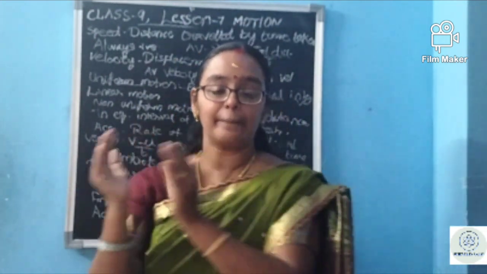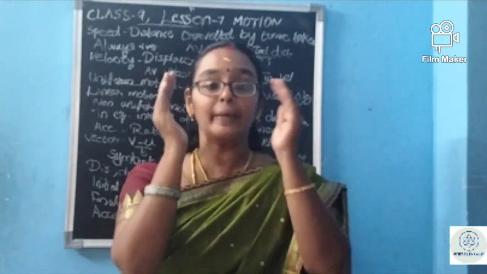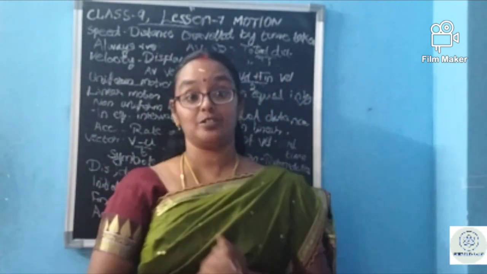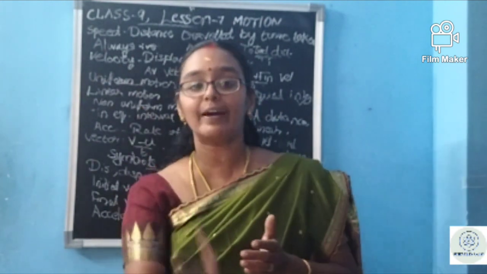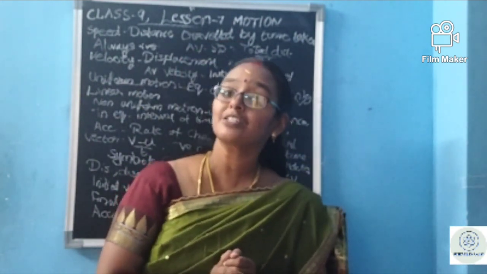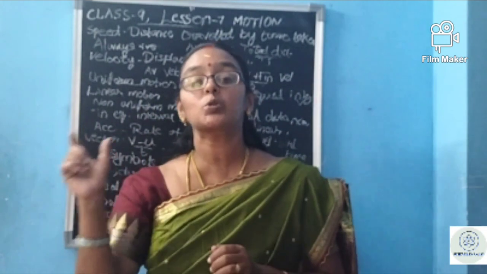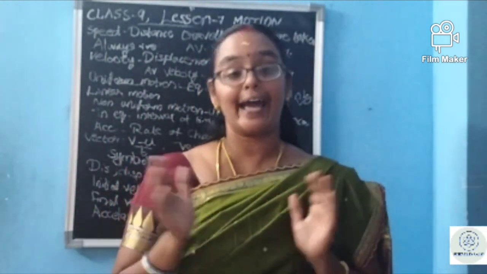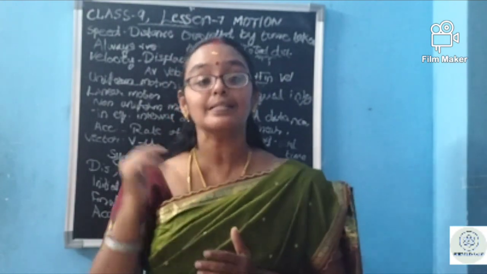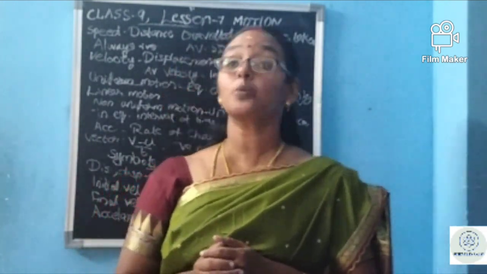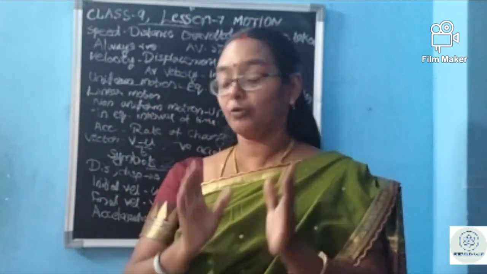Change in velocity by time. So meter per second divided by second. Isn't it? Meter per second is the unit of velocity, and divided by second. So what will be the unit of acceleration? Meter per second square is the unit of acceleration. What is the unit of acceleration? Meter per second square. Okay, these things should be in your knowledge.